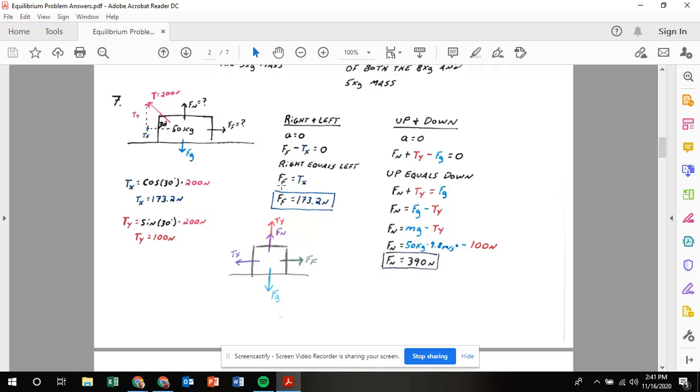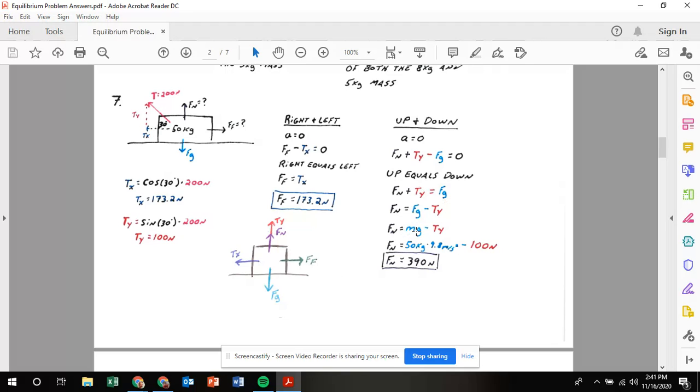So my right force is force of friction. T in the X is to the left, and I know that's 173.2. So my force of friction is 173.2. Up and down, my up stuff is going to equal my down stuff because, again, there's no acceleration. My up arrows here are Ty and the normal force. So Ty and the normal force are added together. Force of gravity is down, so my 2 upward arrows equal my down arrow. Normal is going to then equal force of gravity minus Ty once I subtract Ty over to the right side.